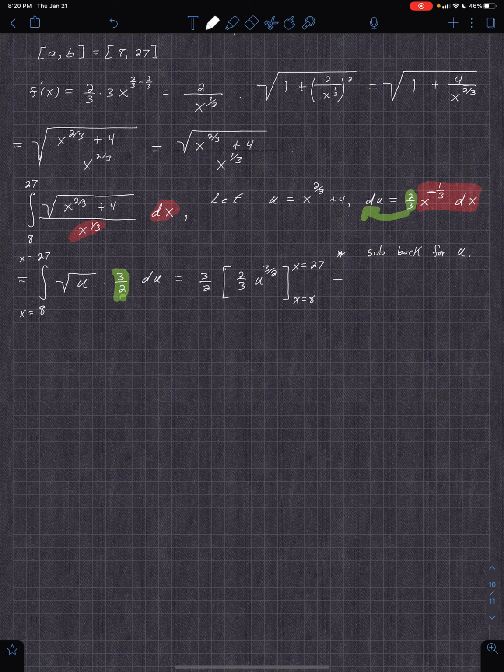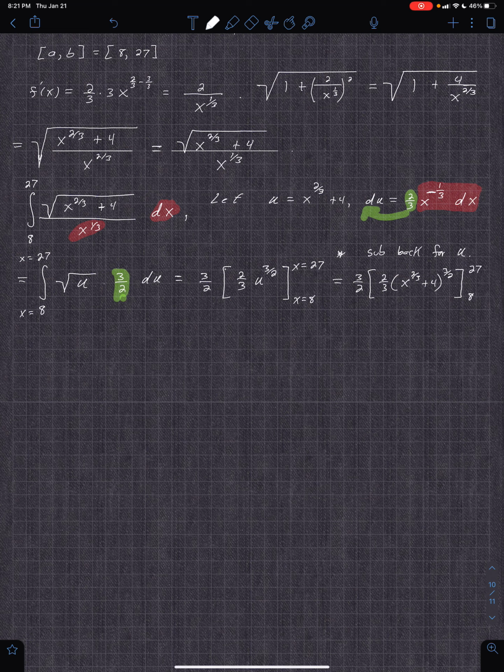All right, so substitute back, and you get 3/2 times 2/3, and then now what was your u? Your u is x to the 2/3 plus 4. So it's x to the 2/3 plus 4 raised to the 3/2. And you evaluate that from 8 to 27.